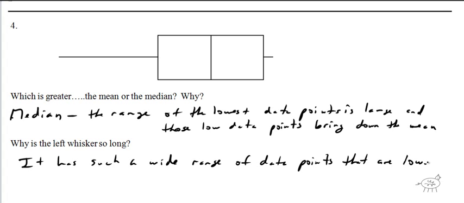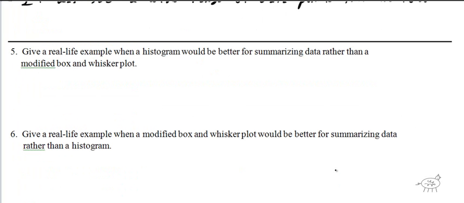All right. Okay, so let's go down here. A couple more. Number 5 says, give a real life example when a histogram would be better for summarizing data than a modified box and whisker plot. So think about it: a histogram actually shows frequency, right? And a modified box and whisker plot kind of shows groups. It shows ranges. That's kind of the best word for that. So frequency is histogram, ranges is modified box and whisker plot.